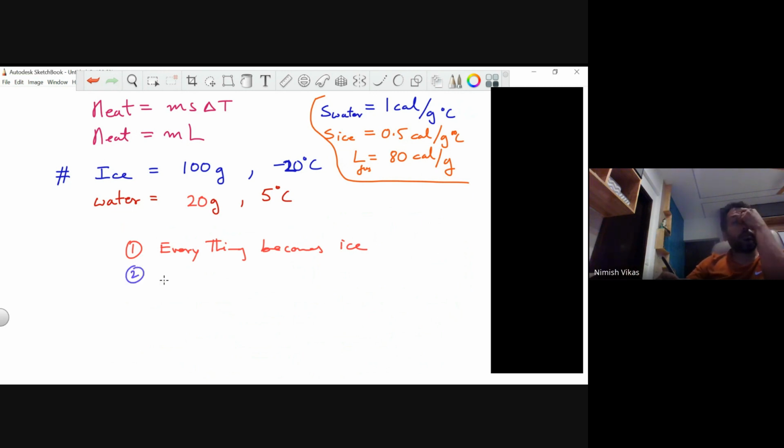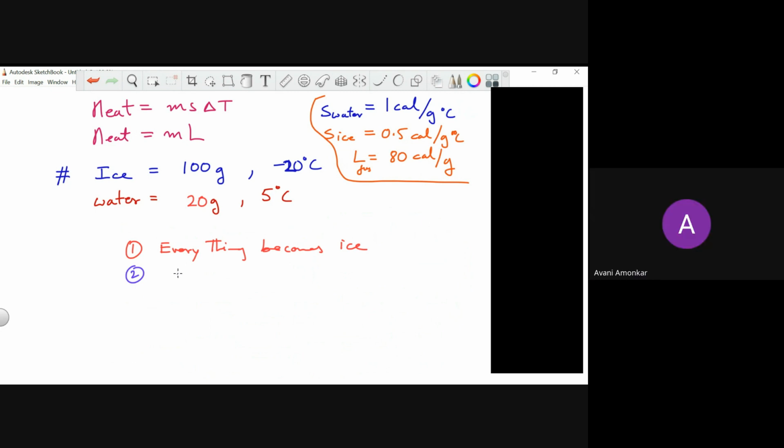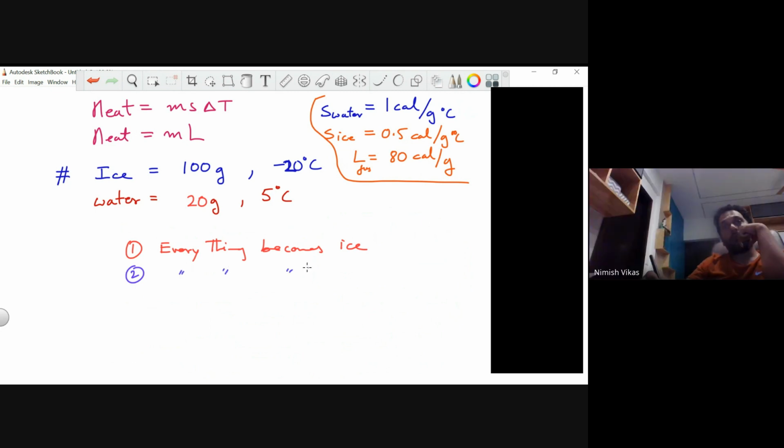What's the other possibility, people? Everything becomes water. Yeah, the ice melts and becomes water. Okay, good. Apart from you two, somebody else say something. What's the third possibility?